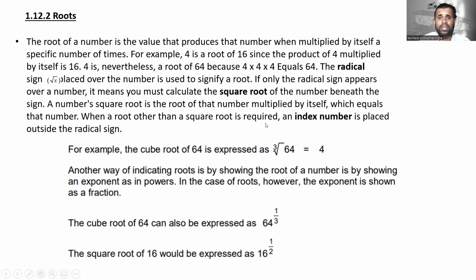When a root other than a square root is required, an index number is placed outside the radical sign, right? So for example, the cube root of 64 is expressed as the cube root radical of 64.